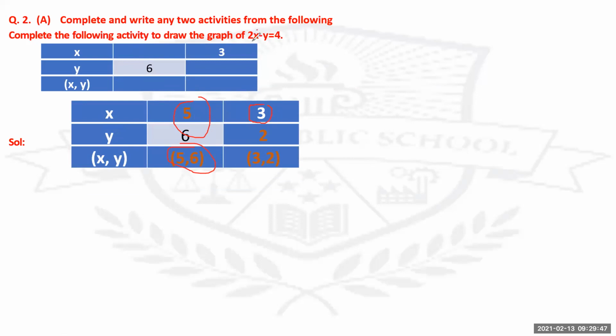Now in the next case, that is in the second case, value of x is 3. So you'll substitute 3 in place of x. You'll get 2 into 3, that is 6, minus y equals.